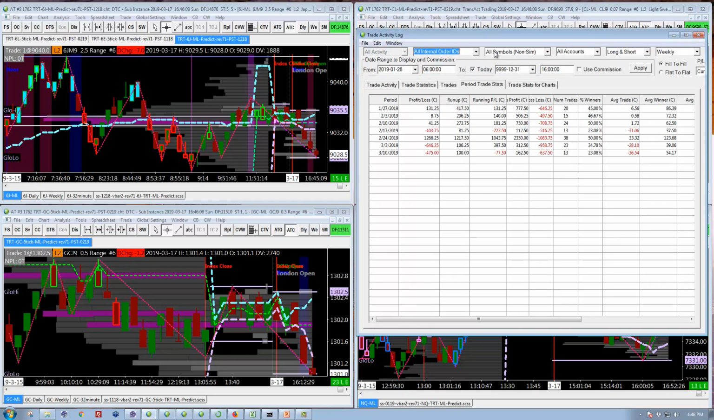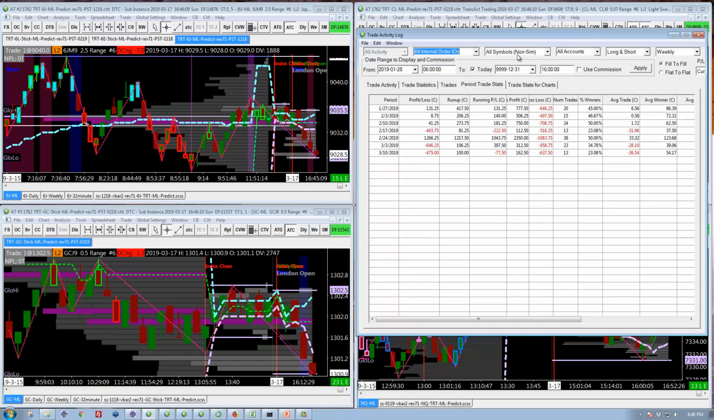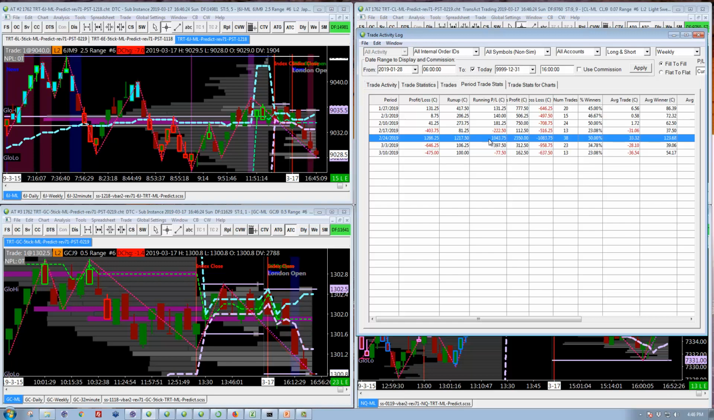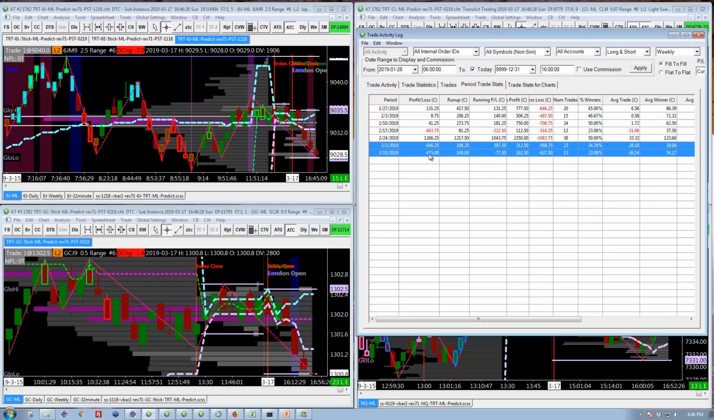This is all symbols, non-sim, so all live accounts since the beginning of February, as we started the current set of experiments, and it's basically scratch. Though much of this loss is driven, it was up at plus 1,000. Much of it's driven by what I've been doing the last couple of weeks, so we're going to take a look at that specifically and understand what's happening there.